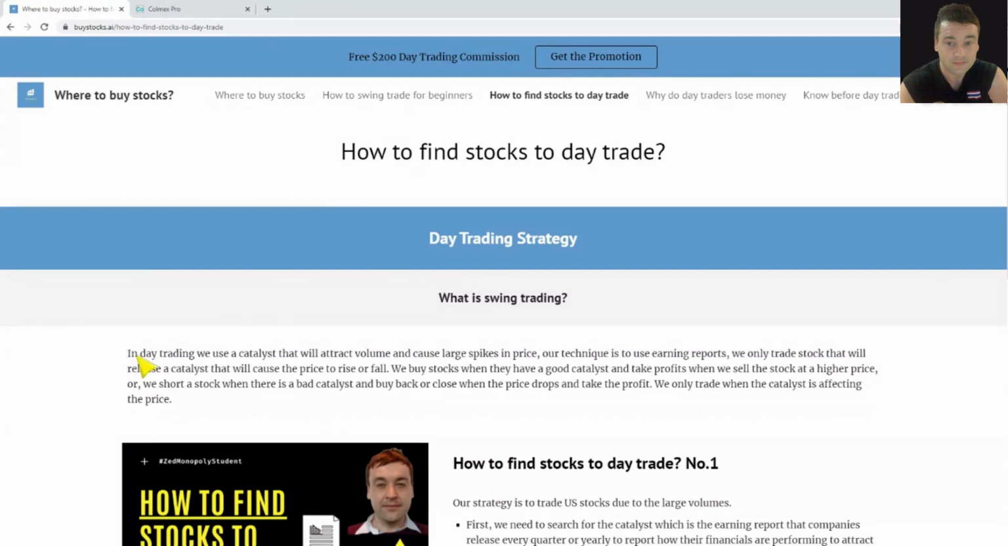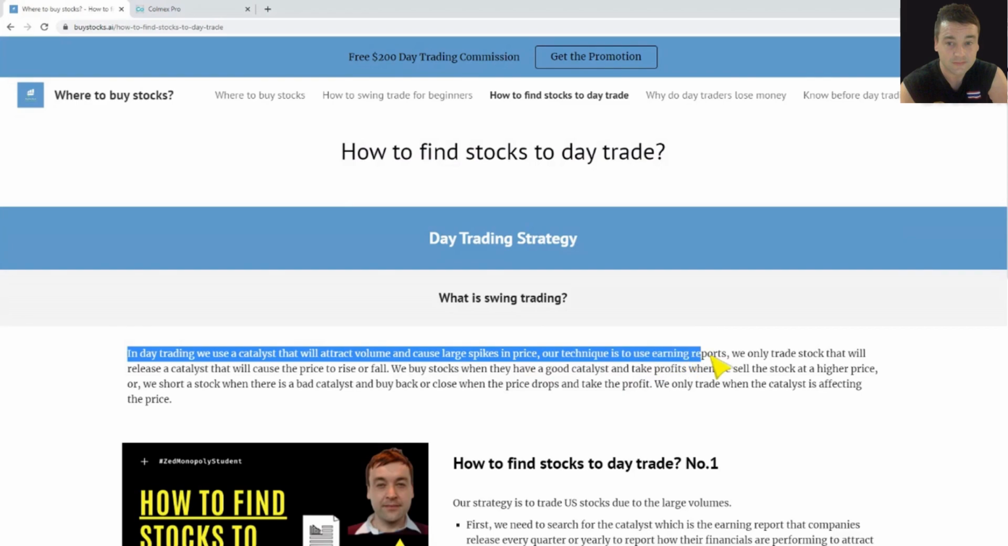Okay, so in day trading, we use a catalyst that will attract volume and cause large spikes in price. Our technique is to use earning reports. We only trade stocks that will release a catalyst that will cause the price of the stock to rise or fall. And in our case, it's going to be earning reports.